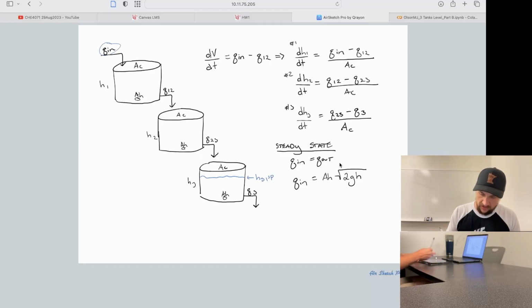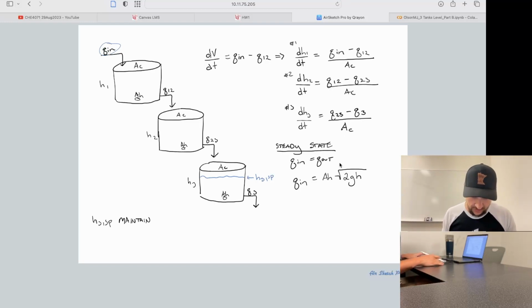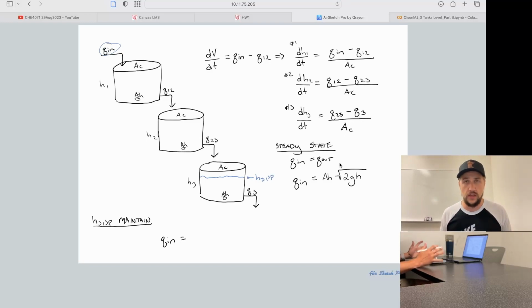If we have our tank 3 set point that we want to maintain, and here we're saying a 10% increase of our current height level in the tank at the steady state, how are we going to maintain this? That's the question here. We're going to manipulate the flow coming into the first tank, so Q in. Now the question is, what does Q in equal?